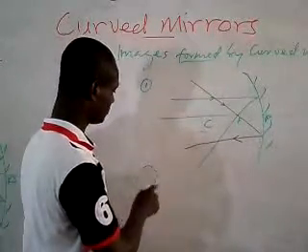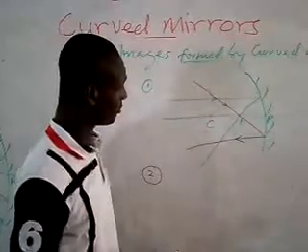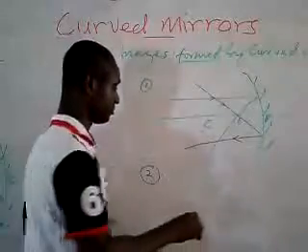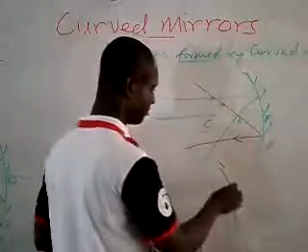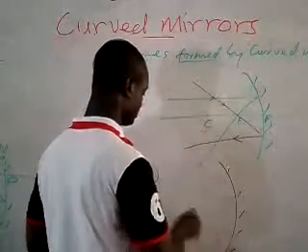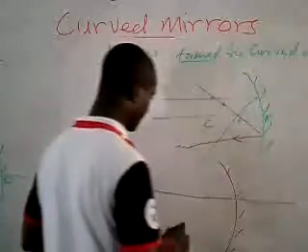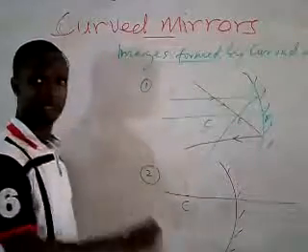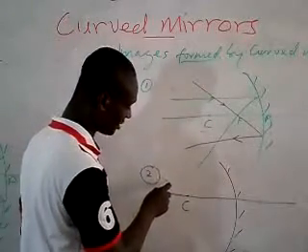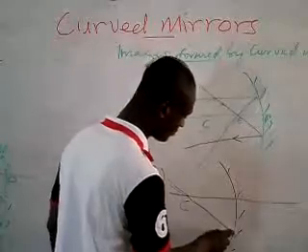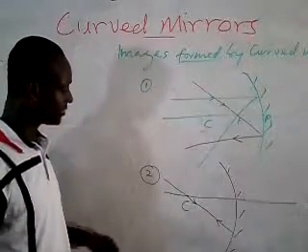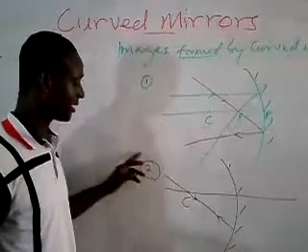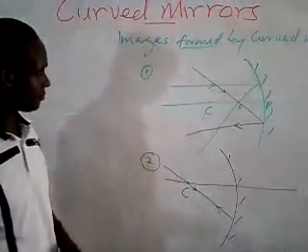Two. Rays passing through the center of curvature. I have this as my mirror, with the principal axis. If the center of curvature is here, it means all rays passing through the center of curvature reflect back along the same path.